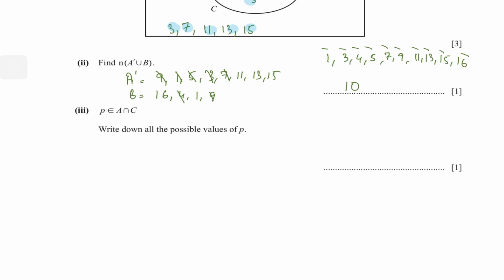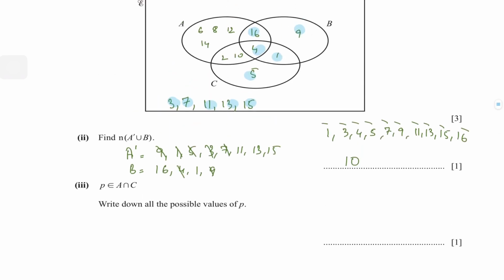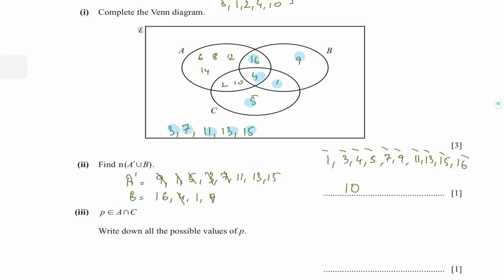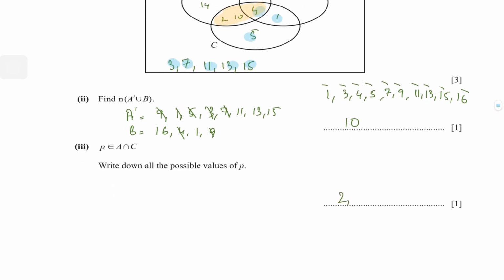P is an element of A intersection C. Write down all the possible values of P. I'm going to highlight that region that's common between A and C. So that's this region: 2, 10 and 4. So all the possible values are going to be 2, 10 and 4. You don't necessarily have to write them in order. You can write them in whatever order you want as long as it's correct.